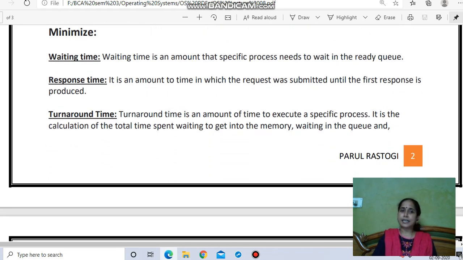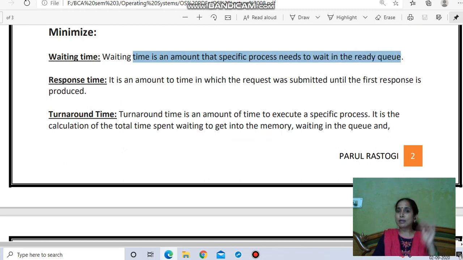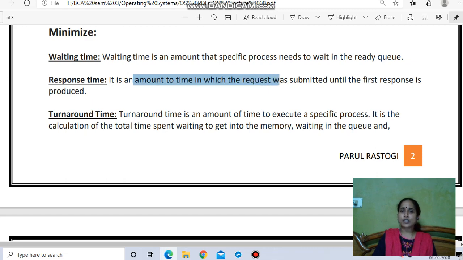मिनिमाइज क्या करना है, वेटिंग टाइम को. द अमाउंट ऑफ टाइम स्पेंट इन द रेडी क्यू वो कम से कम होना चाहिए. रिस्पॉन्स टाइम इज एन अमाउंट ऑफ टाइम in which the request was submitted until the first response is produced. It should be as minimum as possible. आप लोग जब क्वेरी करते हो टीचर से तो आपका एक्सपेक्टेशन क्या होता है, कम से कम वक्त में टीचर आपको रिप्लाई करे. सो दैट इज़ अ रिस्पॉन्स टाइम. और जो टीचर जितना जल्दी रिस्पॉन्स देता है वो उसकी क्वालिटी उतनी अच्छी मानी जाती है.